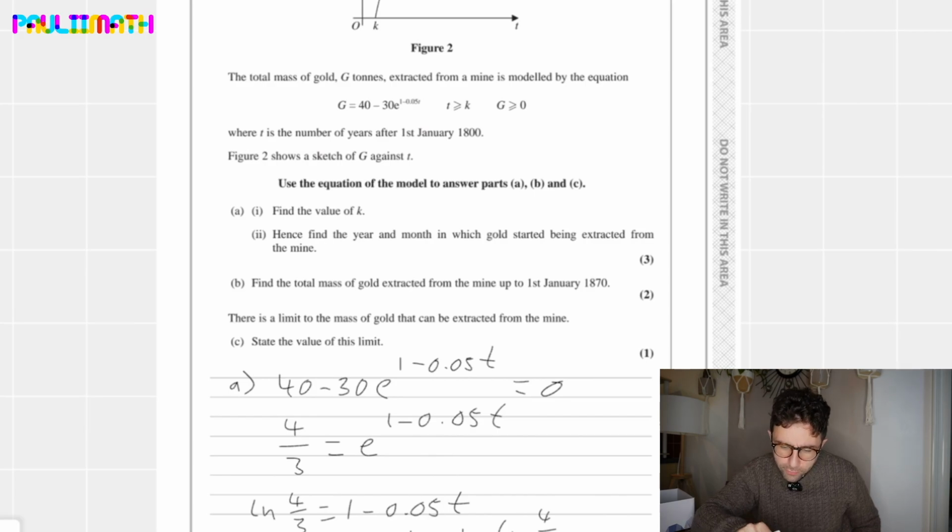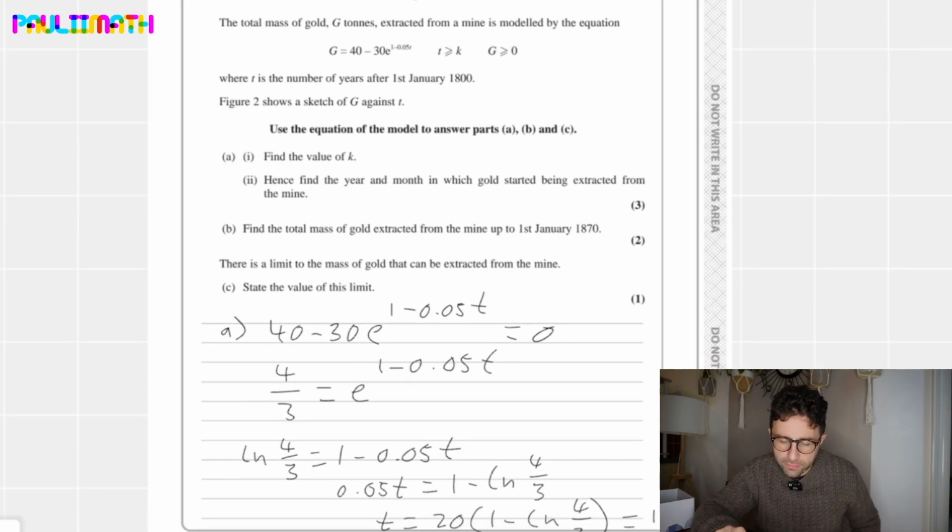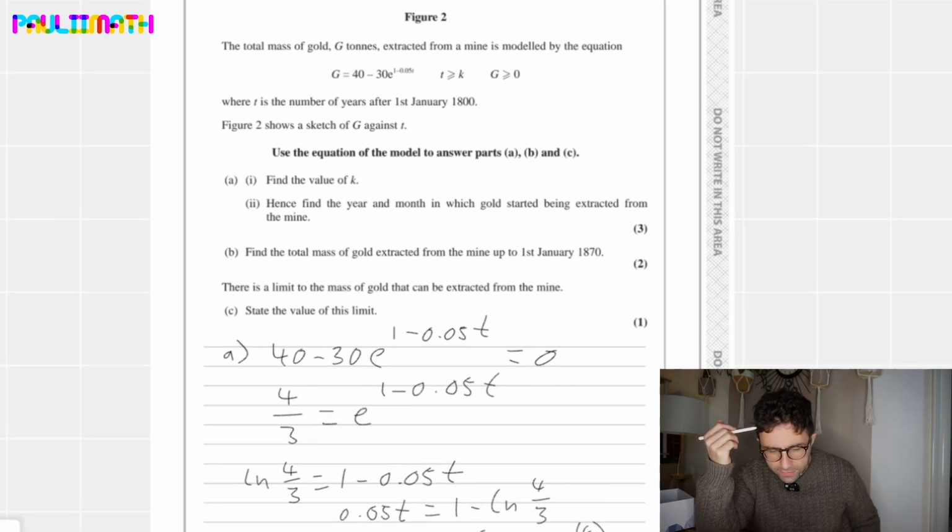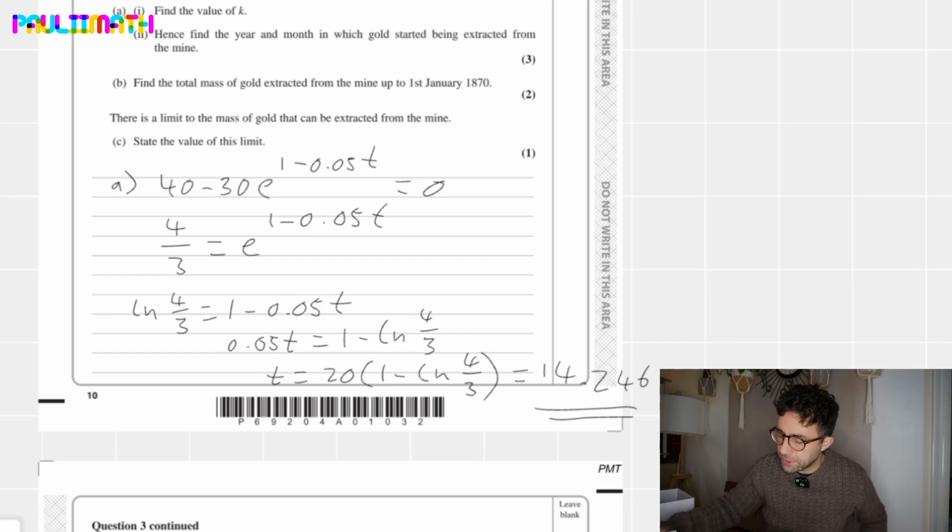Set it equal to 0, moved it across, so it's 4/3, ln both sides, and then solve it. Yeah, and t is years, is it? Fair enough. Hence, find the year and the month in which the gold started being extracted from the mine. Let's just keep that as 14.2, okay?